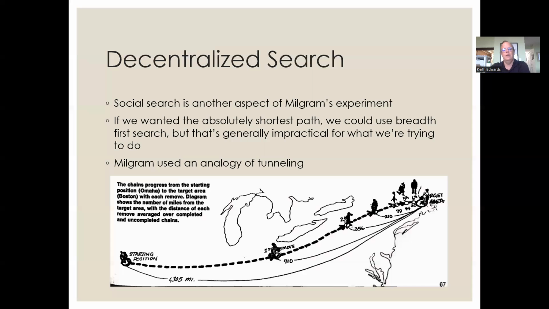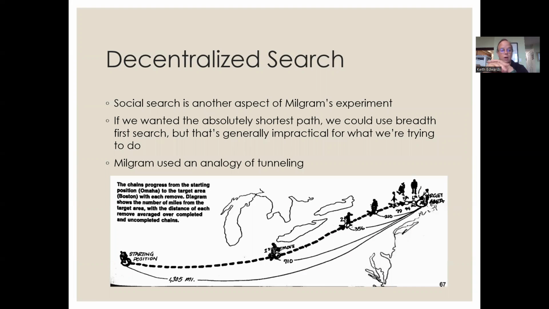So this is an idea called social search, and that's another aspect of Milgram's experiment. If we want the absolutely shortest path between the people that we could find, we would use breadth first search. You check with each of your friends, they check with each of their friends, etc. But that's not really practical for what we're doing here, social searching, in terms of trying to find the stockbroker, and it might end up annoying all our friends as we collected this massive address book. So Milgram used this analogy of tunneling.